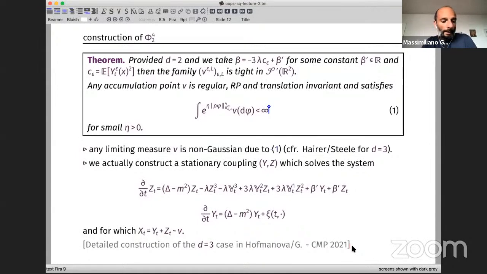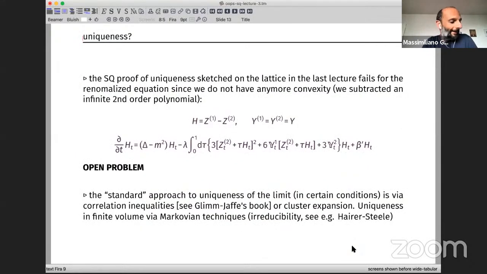Okay, so I think my time is over. Since this is the last lecture, I will take 10 more minutes, because I have a few more slides and I want to touch on some of the properties.